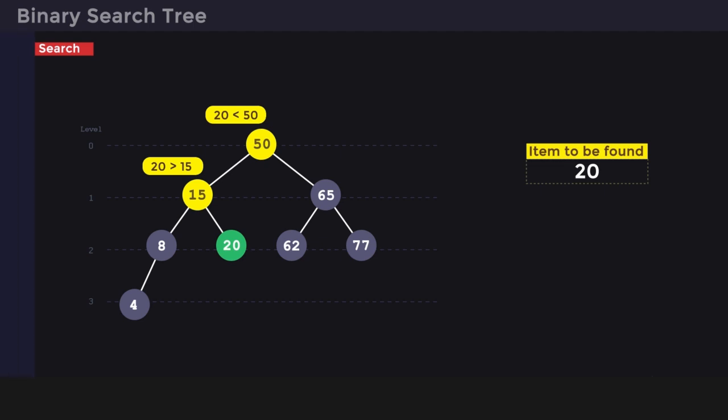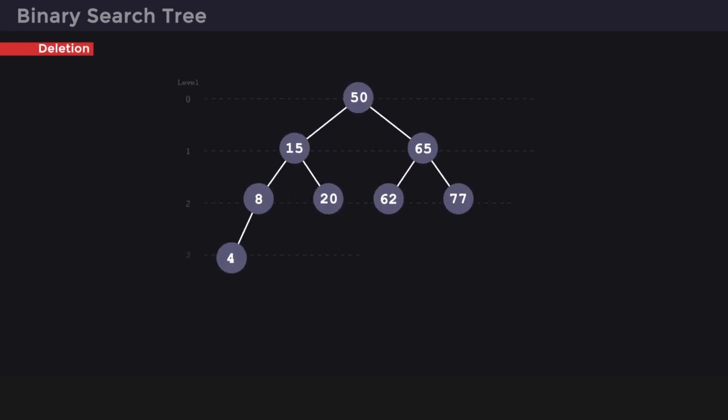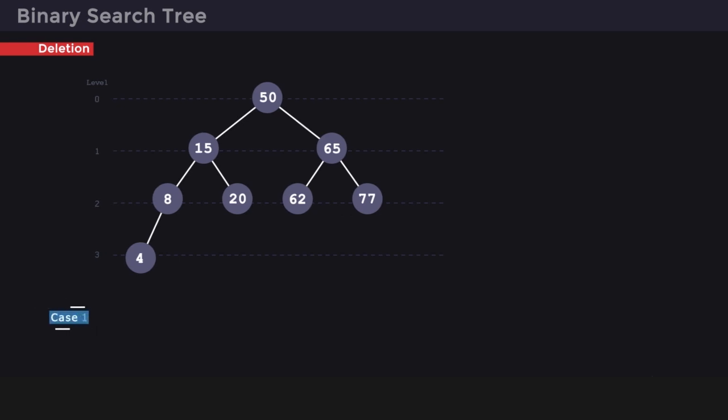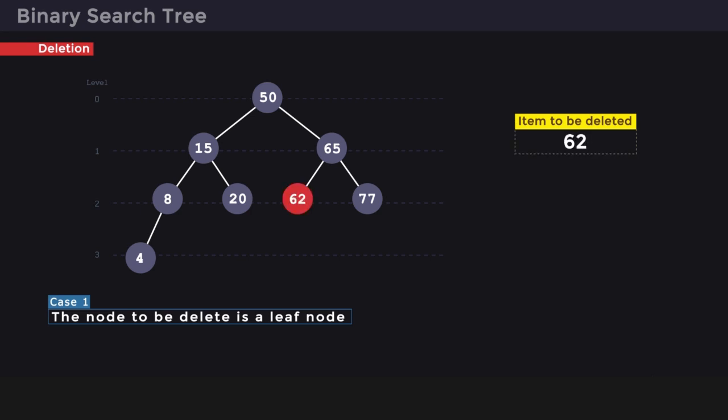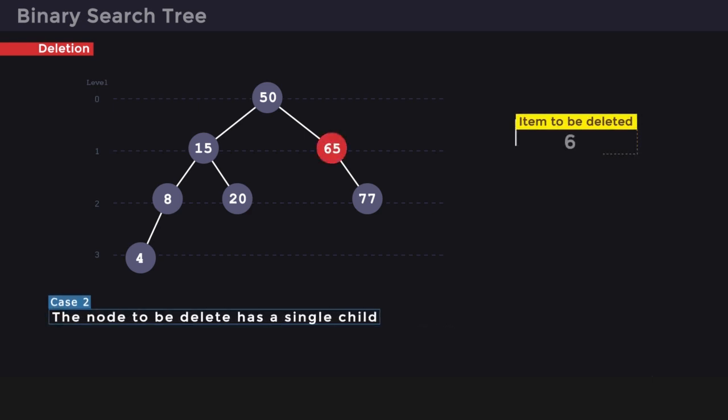Now let's check how deletion works. Deletion has mainly three different cases. The first case is when the node to be deleted is a leaf node. Suppose we want to delete node with a value of 62. Simply, we can delete that without any further action. In the next case, suppose that the node to be deleted has a single child. In this case, we want to delete the node with a value of 65. This case is not complicated, and very simply we can move its child node as the parent node that was deleted.